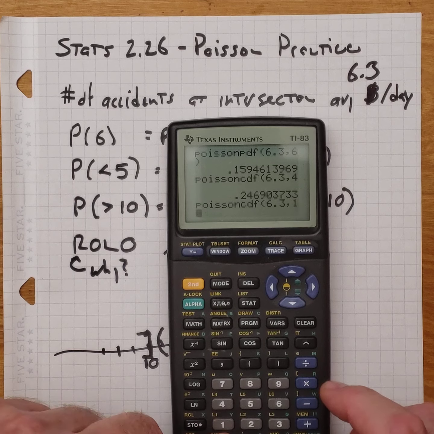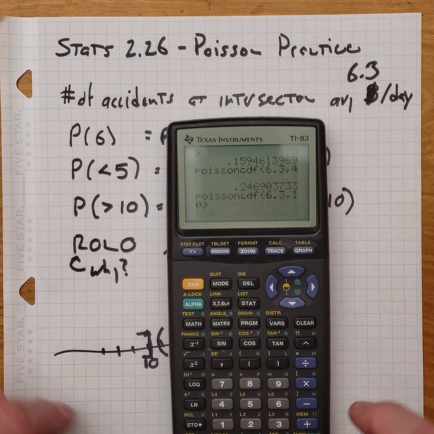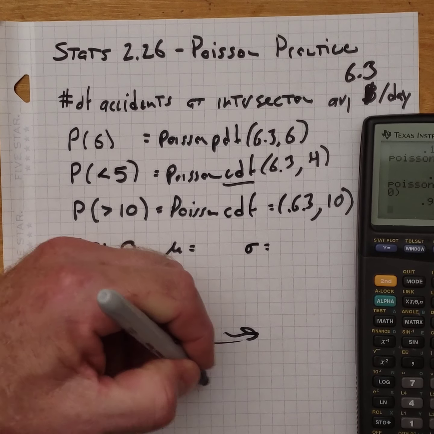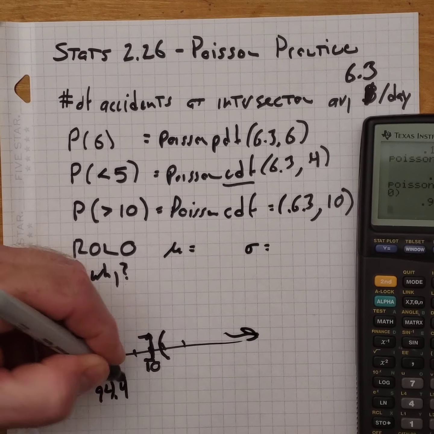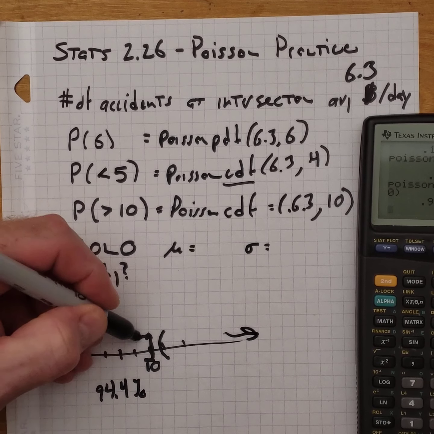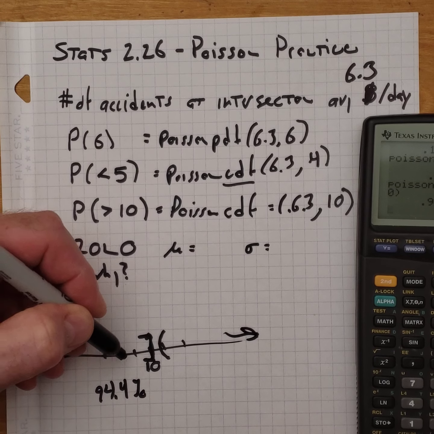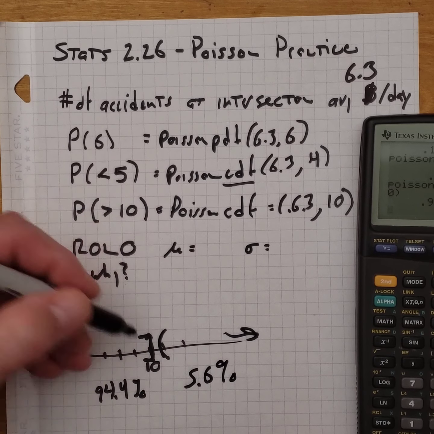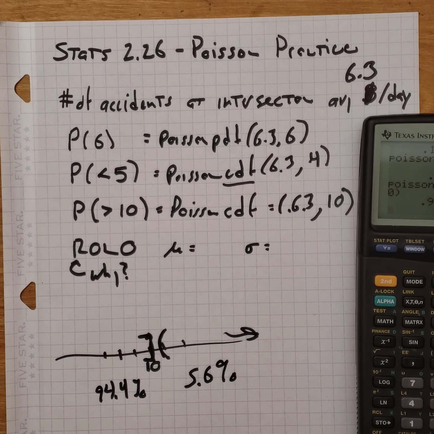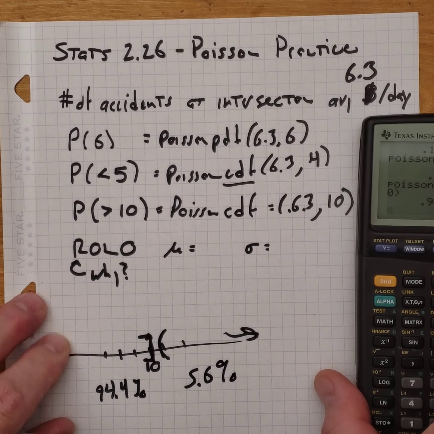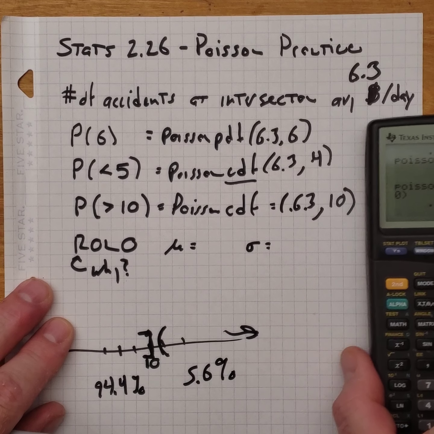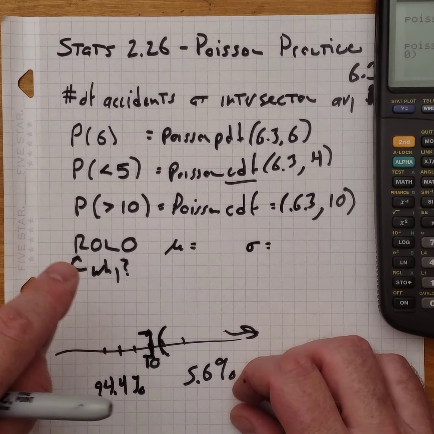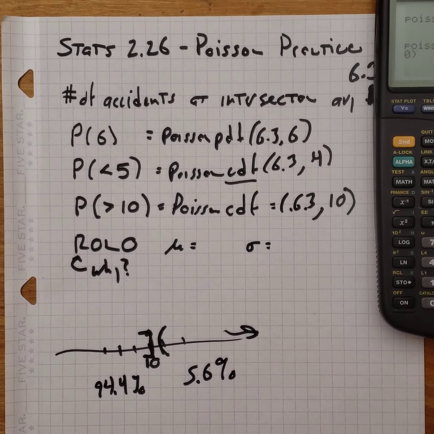6.3 comma 10, we get 94.4%. 94.4% of the time we'll have 10 or fewer, less than or equal to 10. If we subtract that from 1, we get 5.6% of the time we would have more than 10. Okay, just a matter of button pushing, very repetitive, nothing different from what we've done with the other types of distributions. Let's look at our range of likely outcomes.